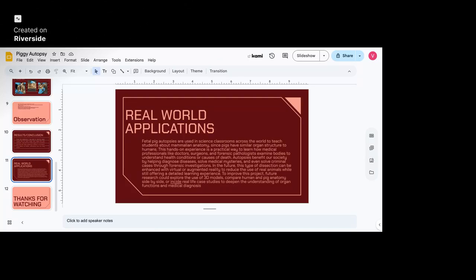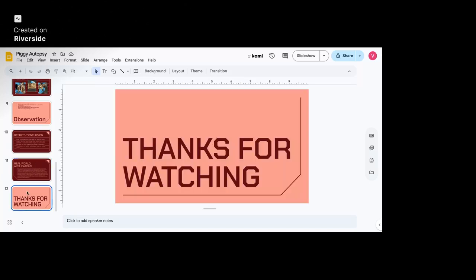In the future, this type of dissection can be enhanced with virtual or augmented reality to reduce the use of real animals while still offering a detailed learning experience. To improve this project, future research will explore the use of 3D models, comparing human and pig anatomy side by side, or using real-life case studies to deepen the understanding of organ functions and medical diagnosis.